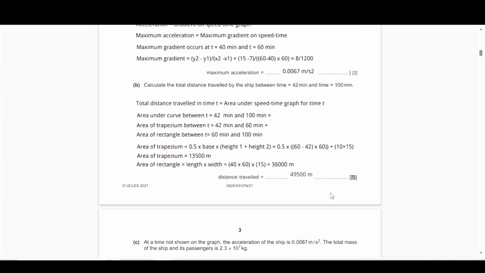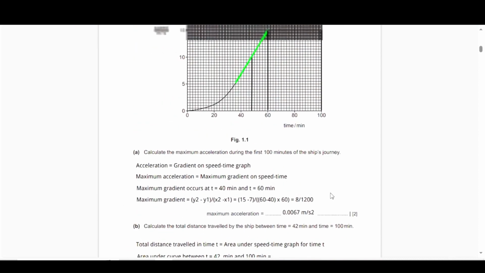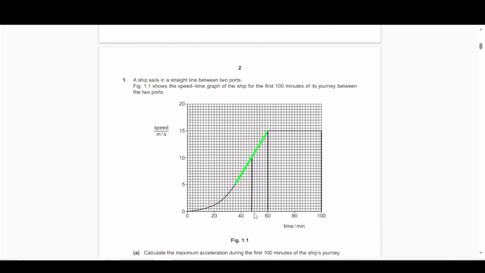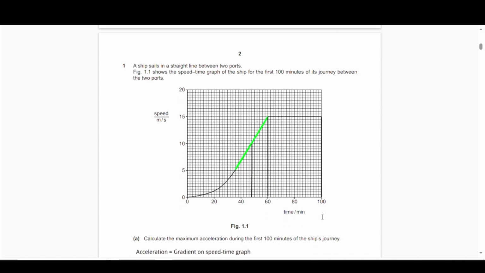The next thing they want to know is the total distance traveled by the ship between the time of 42 minutes and 100 minutes. So we've got 42 minutes, the first black line, and the 100 minutes. These are the 2 points. The point here and the point there is basically where they want to know how much the ship has gone, essentially.